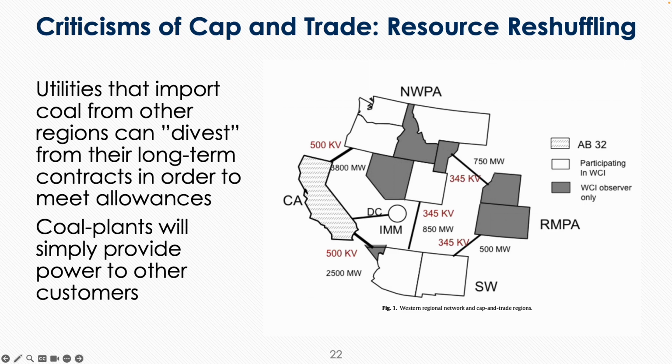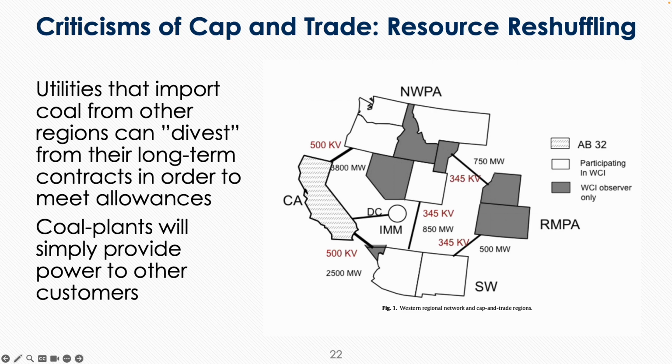In this case, cap and trade allows the utilities to divest from some of these agreements. And so they say, okay, I said I was going to buy coal power from you over the next 10 years, but because of cap and trade, I can't do that. So I'm going to break our agreements so that I can meet my allowances. I'm going to shift away from purchasing coal power in this long-term contract and instead buy power from someone else.